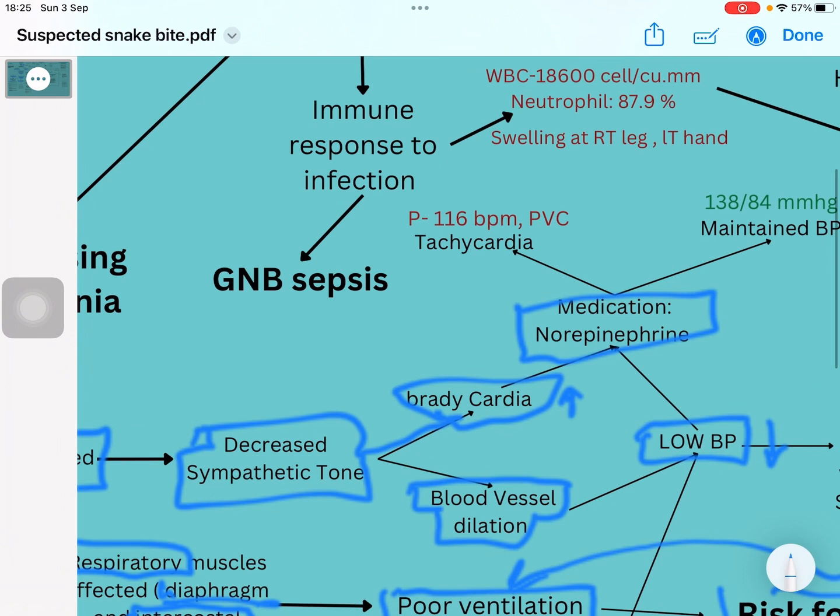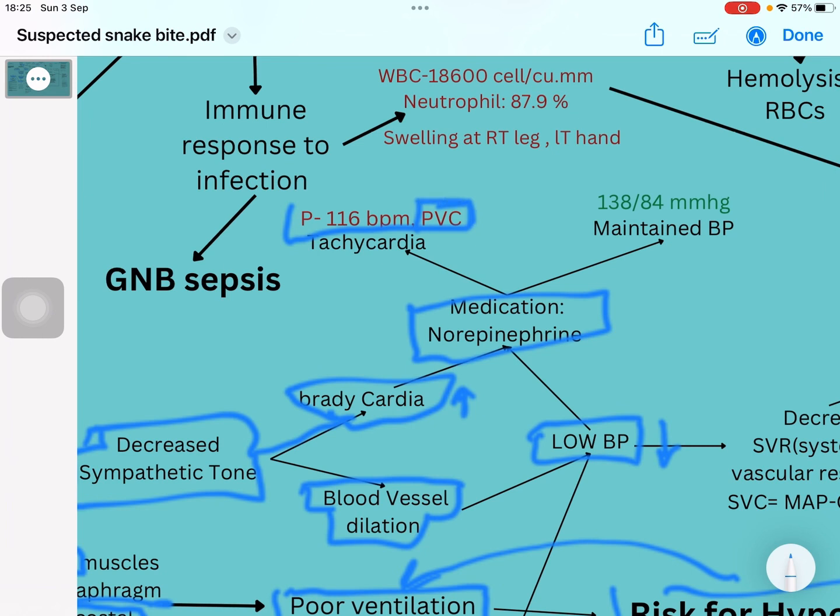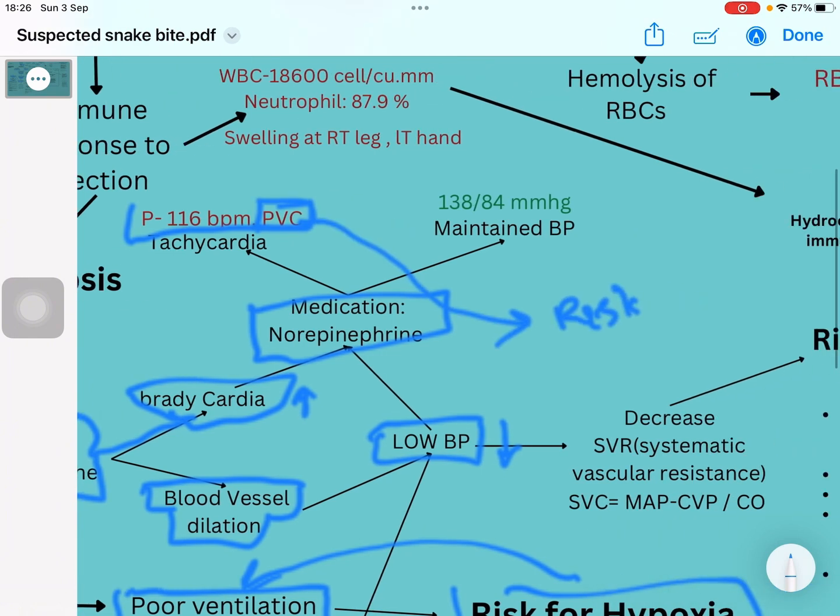That's why, after the administration of the medicine, my patient has pulse tachycardia, which is 116 bpm, with premature ventricular contraction, which means the ventricles contract before the blood enters into the ventricle, and it can lead to heart damage or cardiomegaly, or in future it can also lead to cardiogenic shock and cardiac arrest. So my patient also has risk for cardiogenic shock.